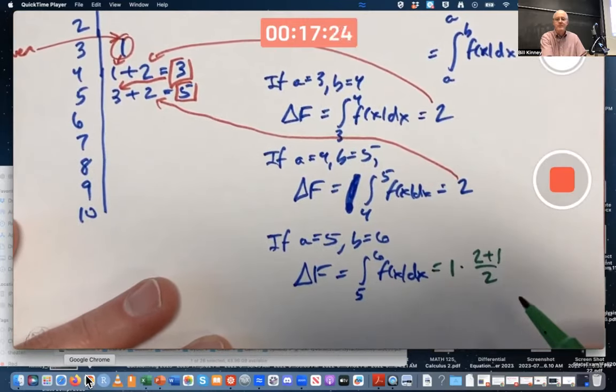So coming back here to this table, the new value of capital F is the previous value 5 plus 1.5. 6.5 is the answer.